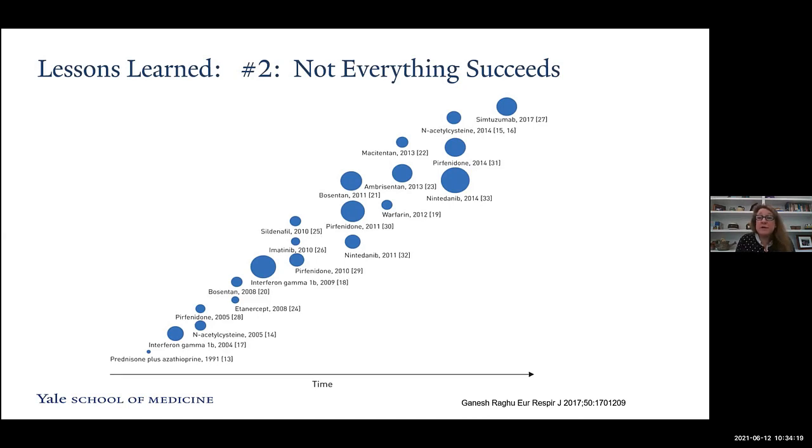Lesson number two is that unfortunately not every trial gives a positive result. Some trials will be done and it will show no effect of the drug. It does not mean it was not worth doing those trials, but not every trial succeeds, even with the best of intentions. And this is just to give you a sense that along the way, there have been a number of different trials and not all of them have shown a positive effect. But it was necessary to do those.